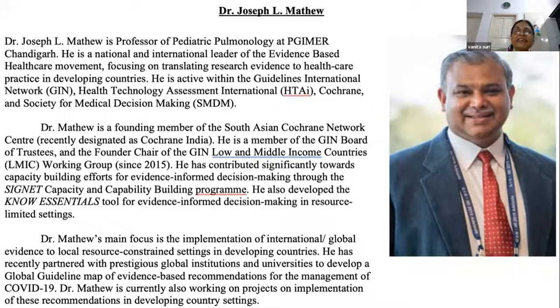If in one line I have to introduce him, I will just say he's a star in the galaxy of EBM. And the best and the most proud contribution he has given to India is he's brought Cochrane to India. So last year we inaugurated Cochrane India, which was already South Asian Cochrane Network. He's a founding member of this organization. And other than being an avid researcher, he's got more than 300 publications, which I saw on the net. He's too modest to tell us here.